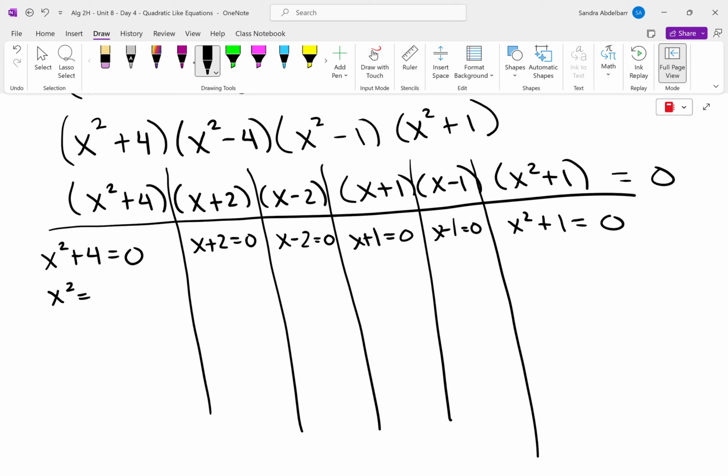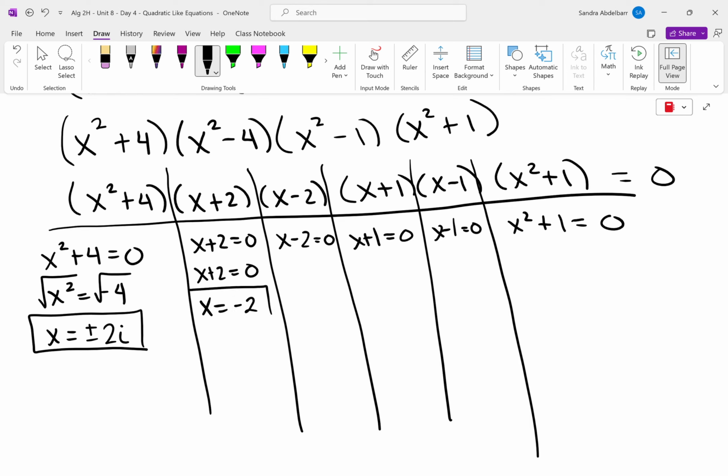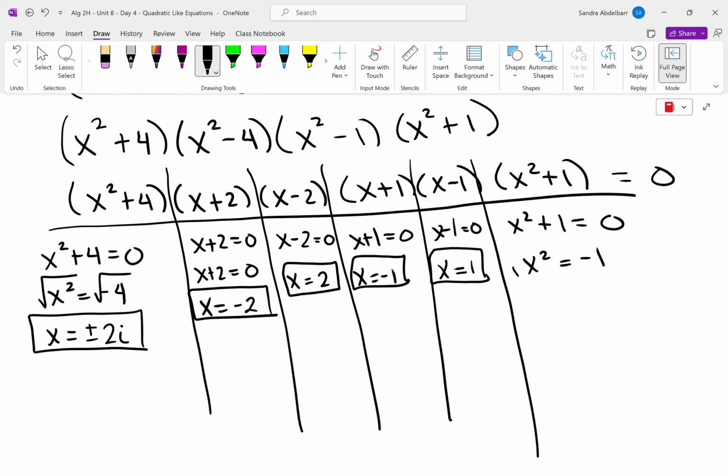So now we solve. I'm subtracting that 4 and then rooting both sides. X will equal plus or minus 2i. This counts as 2 solutions. Next one. We get x equals negative 2. Then we get x equals positive 2. Then we get x equals negative 1 and x equals positive 1. The last one, I need to subtract that 1 over, but then root both sides, so I get x is equal to plus or minus i.